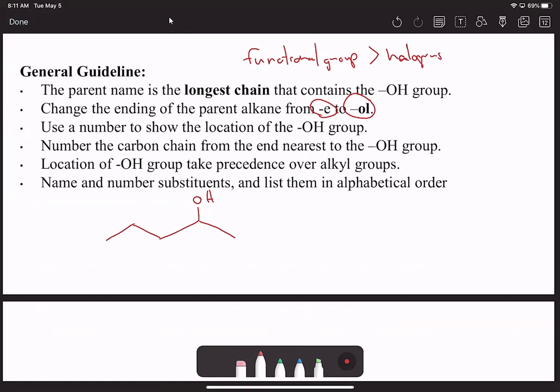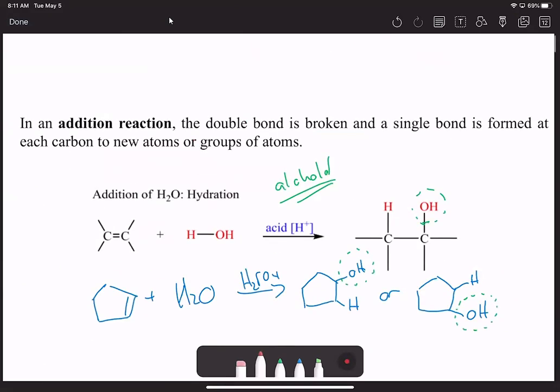Actually, let me back that up a little bit. We'll say halogens. I think we'll just keep going with that. We didn't put in double bonds in there, but we probably should. So let's back that up.